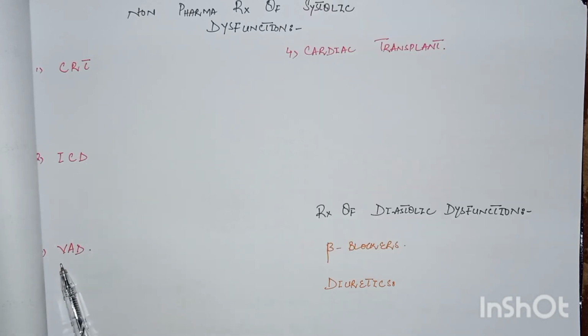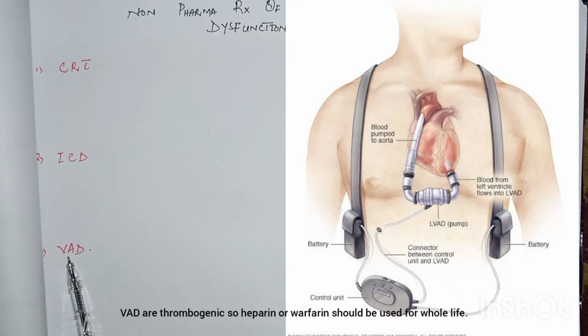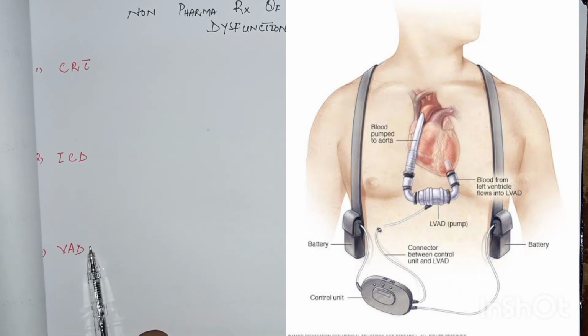Now come to the next technique, that is VAD, ventricular assist devices. These devices are placed in the abdomen of the patient, and they act like an artificial pump and help to unload the left ventricle directly into the aorta. But remember that these devices have a side effect. They are thrombogenic, so heparin or warfarin should be used in patients with a VAD, because this technique can cause thrombosis.